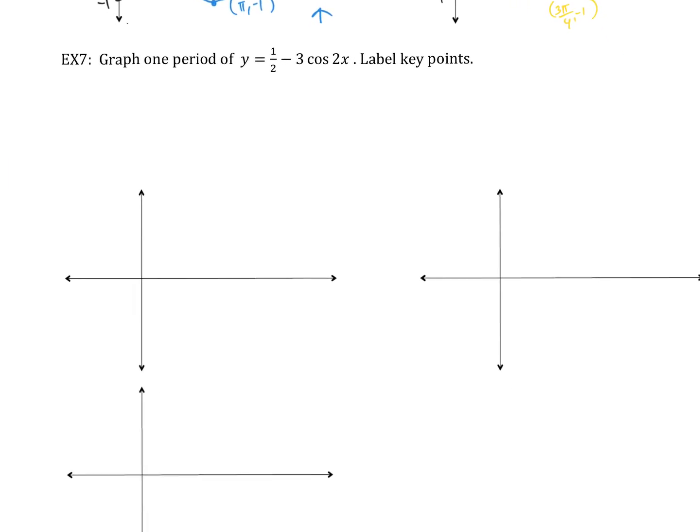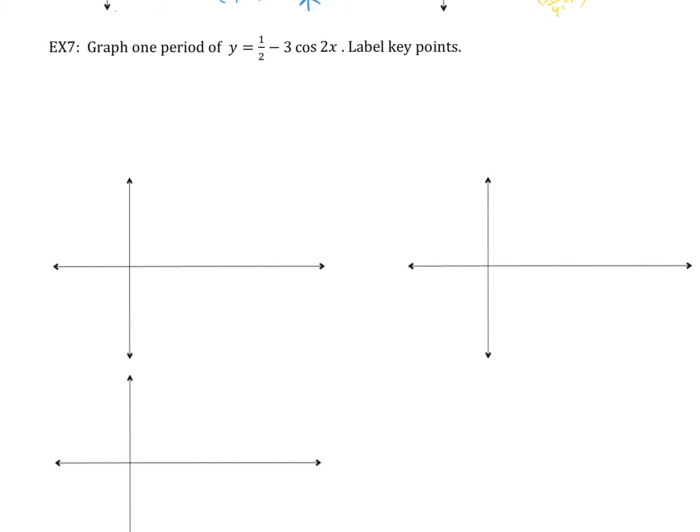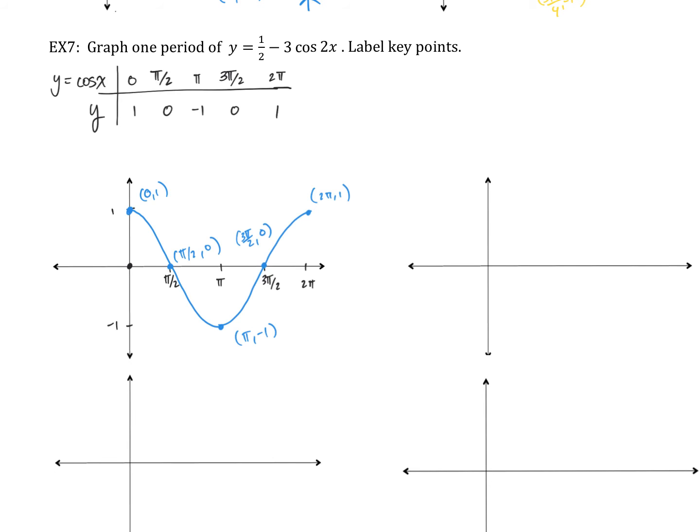Now, let's go ahead and take a look at example 7. This is graphing one period of y equals 1/2 minus 3 cosine of 2x, and we're going to label the key points. Alright, so go ahead and graph the parent function first. I'll pause my video and check in with you in a sec. Alright, I went ahead and graphed the parent function y equals cosine of x, and you'll notice I set up the points a little bit differently. So this is another way you can set up the points. Going along the top horizontally, that'll be our pi values, or the t, and the bottom values will be the y values.